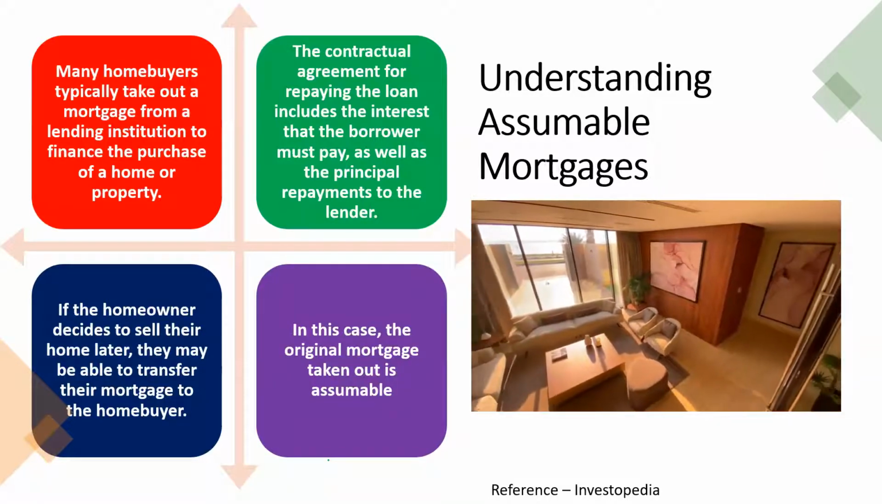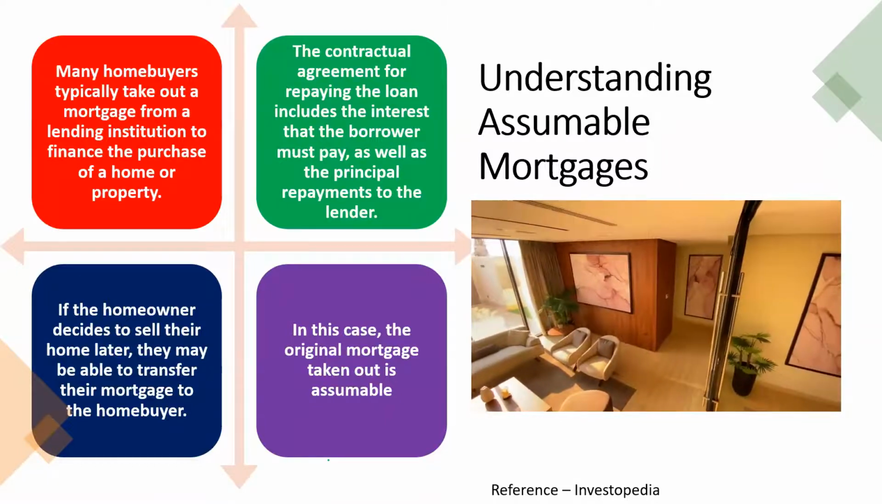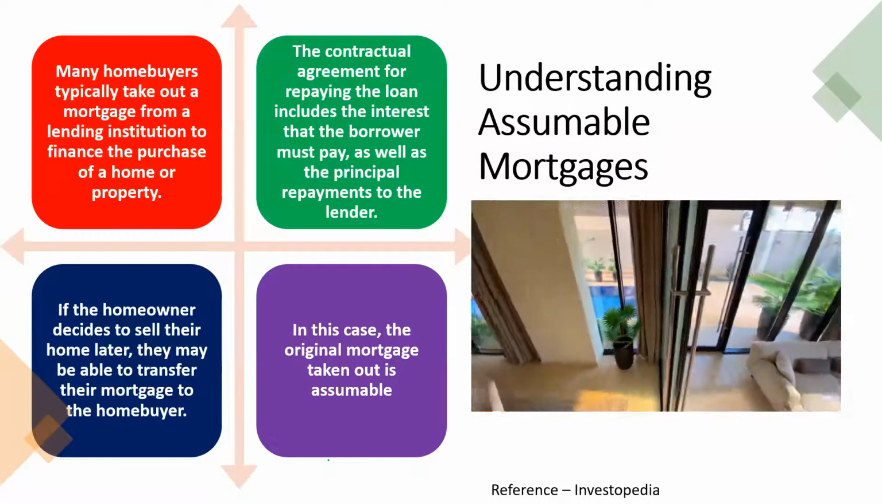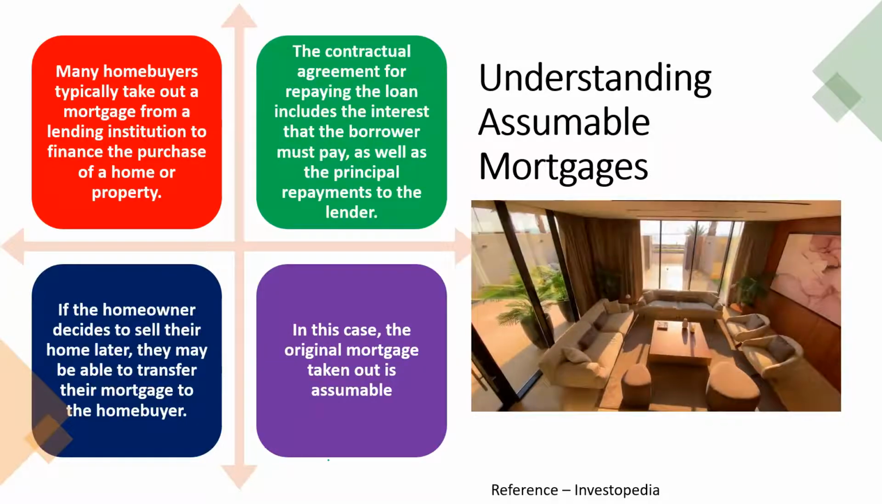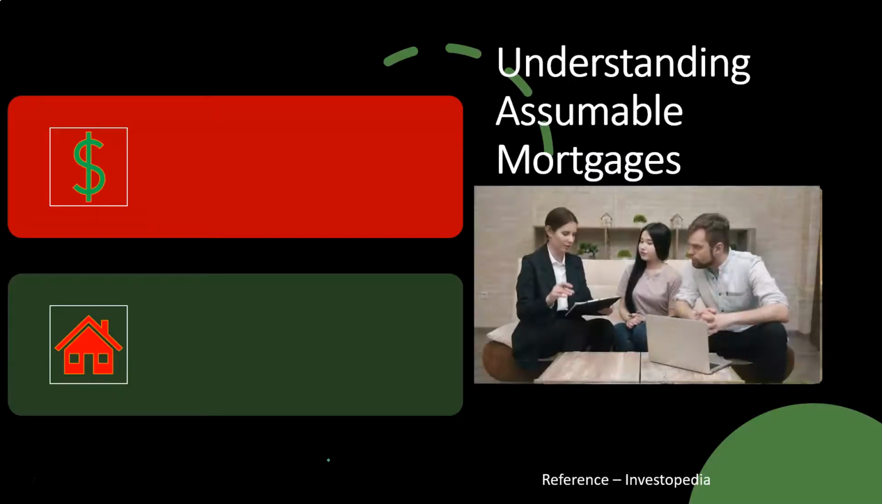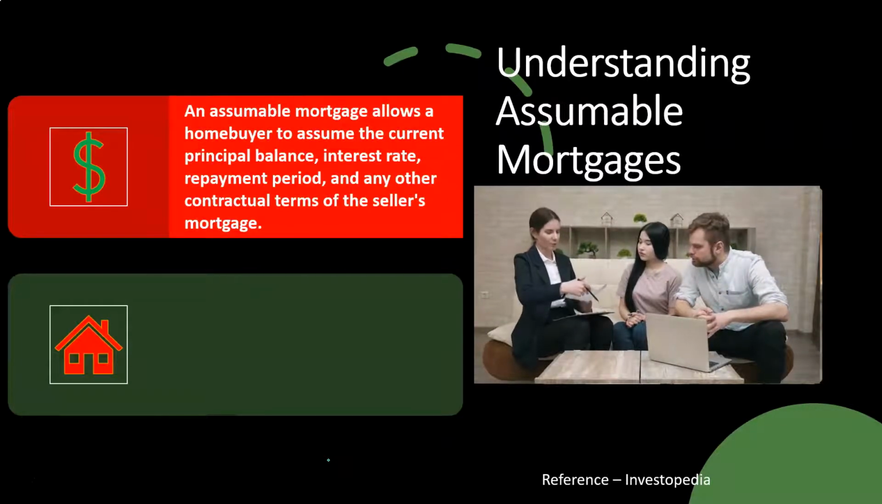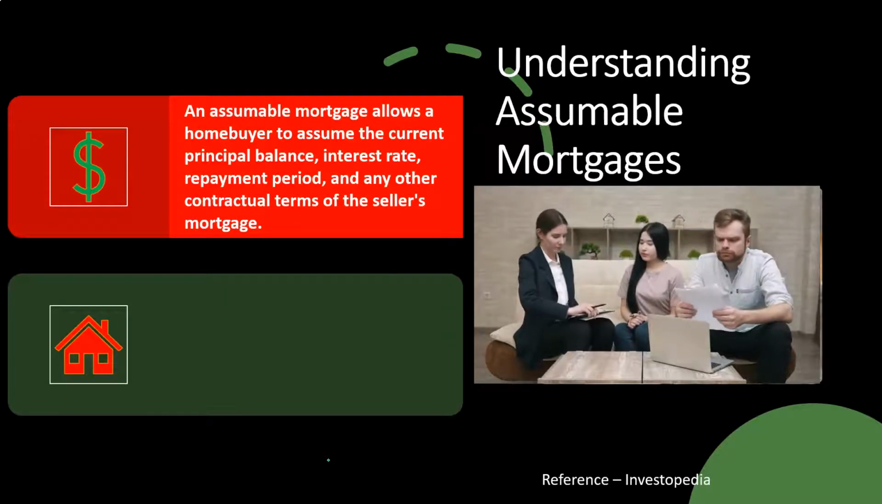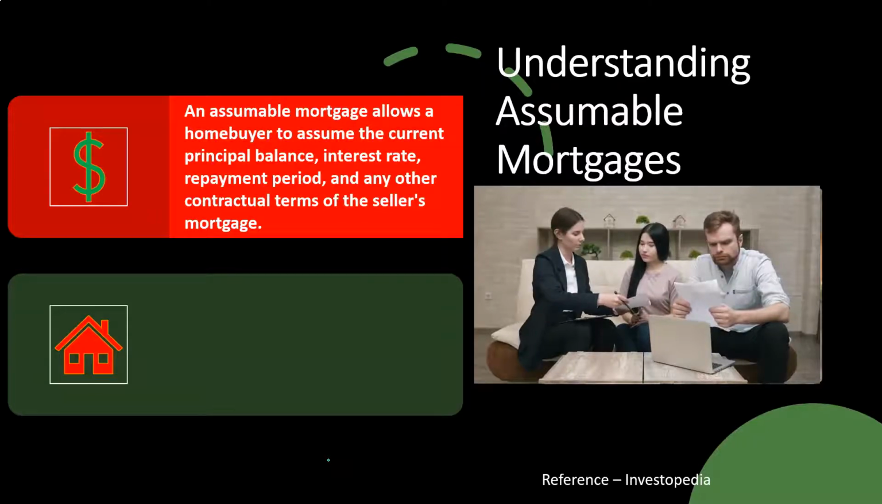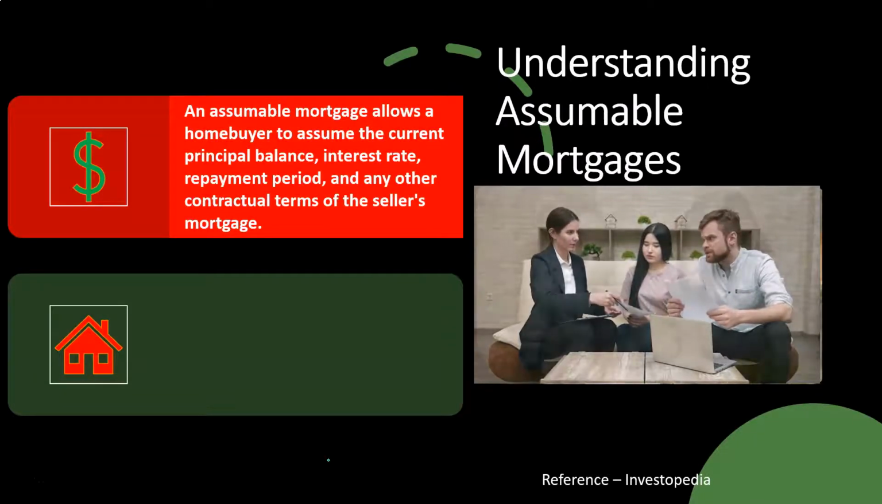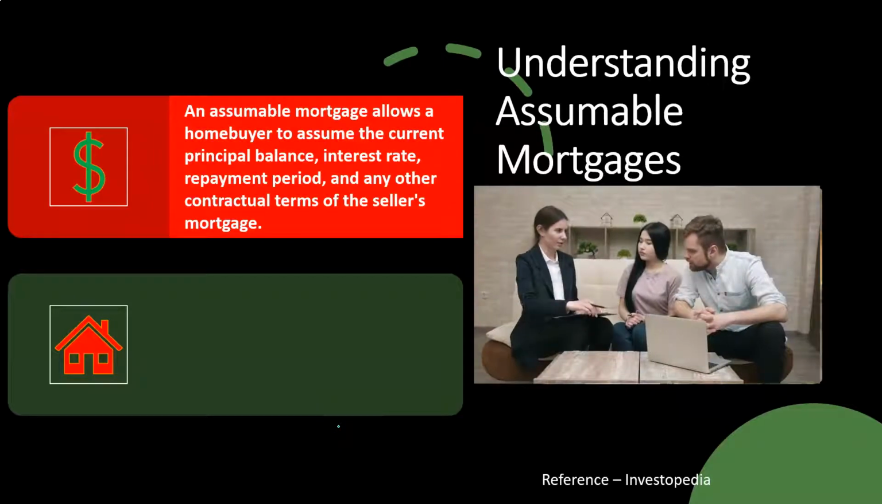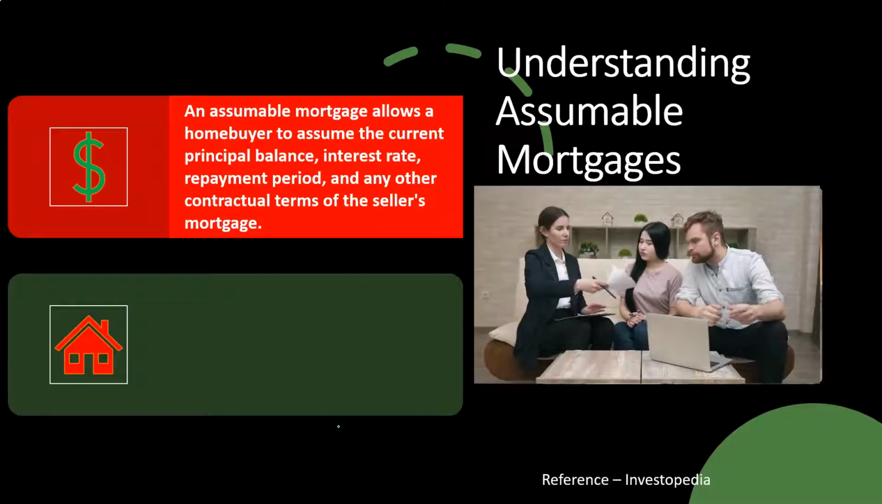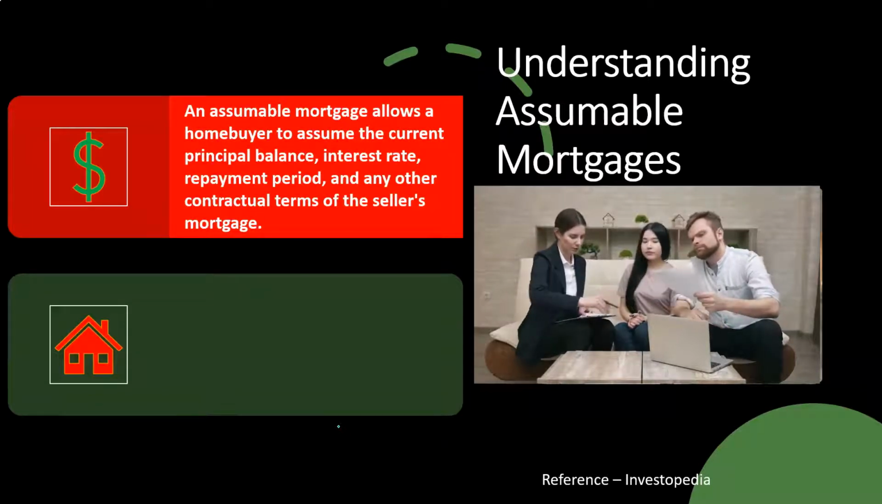So in this case, the original mortgage taken out is assumable, meaning, again, the seller transfers the loan that they already have out, in the sales process, to the buyer of the property. So understanding assumable mortgages. An assumable mortgage allows a home buyer to assume the current principal balance, interest rate, repayment period, and any other contractual terms of the seller's mortgage. So it has to be agreed upon, but if it is, then you've got the terms that are already laid out, right? We already have the principal balance. It is what it is at that point in time.